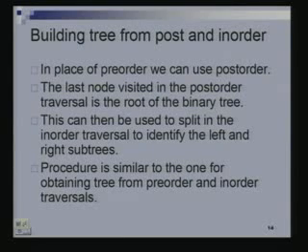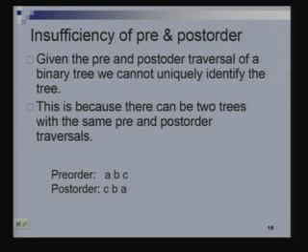Now what is the third question? Given pre and post, can you do it? No. Given the pre and post-order traversal of a binary tree, you cannot uniquely determine the tree. The reason is that there can be 2 trees which have the same pre and post-order traversal. Suppose I gave you this pre-order traversal and this post-order traversal, a 3-node tree. So what do you think is the tree?